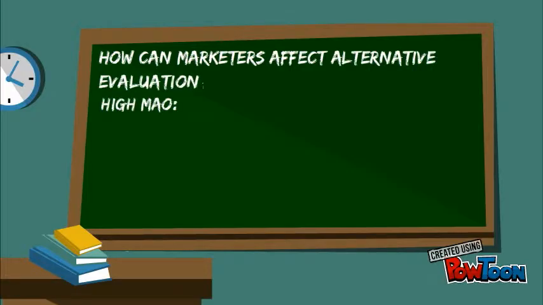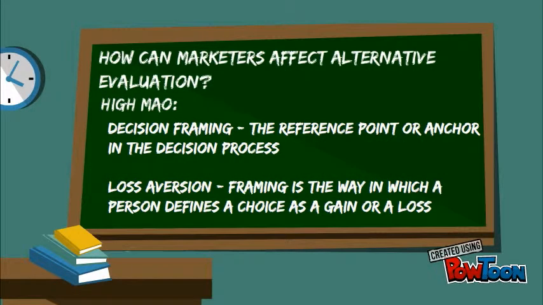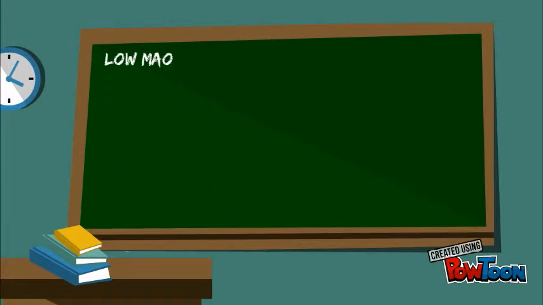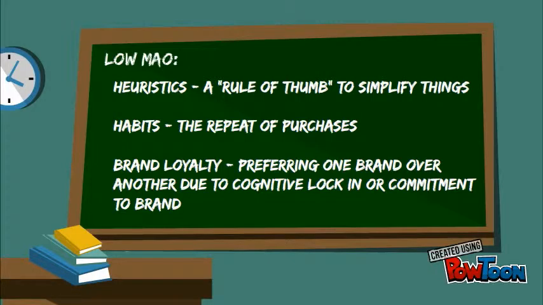How can marketers affect alternative evaluation? In high MAU, decision framing, the reference point or anchor in the decision process, or loss aversion. Framing is the way in which a person defines a choice as a gain or a loss. Low MAU: heuristics, a rule of thumb to simplify things. Habits, the repeat of purchases. Brand loyalty, preferring one brand over another due to cognitive lock-in or commitment to the brand.